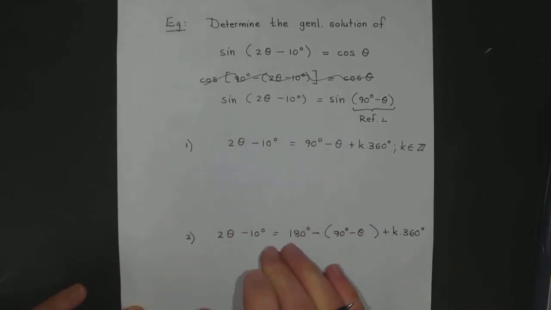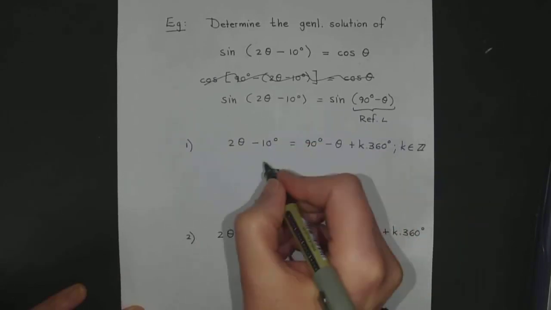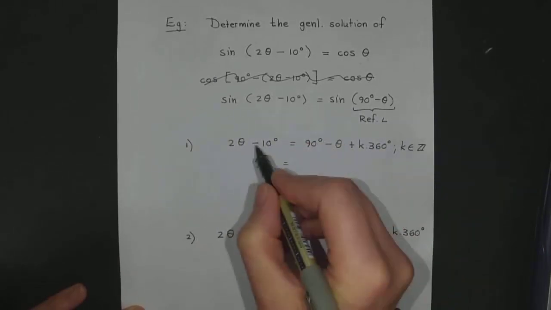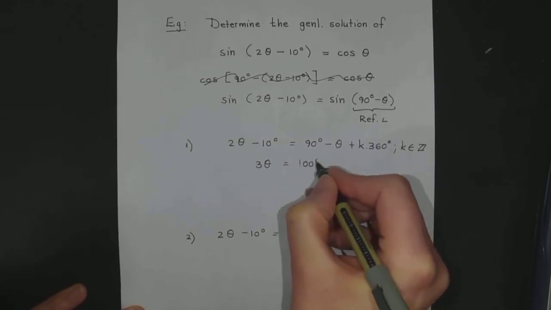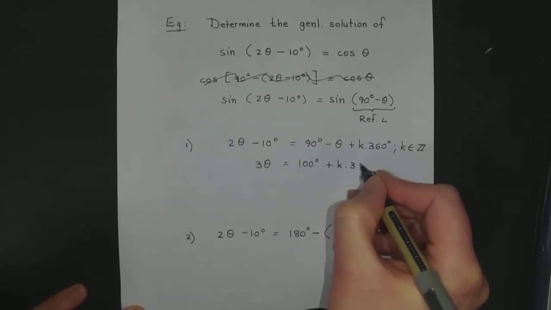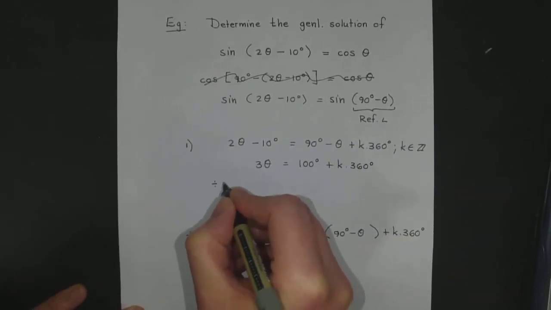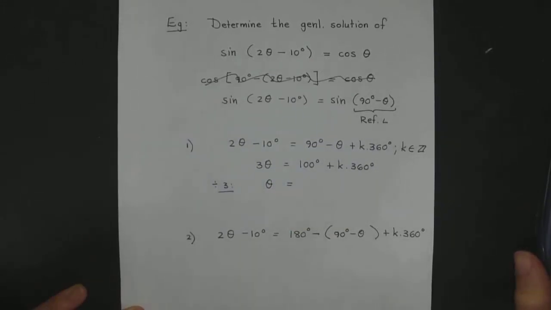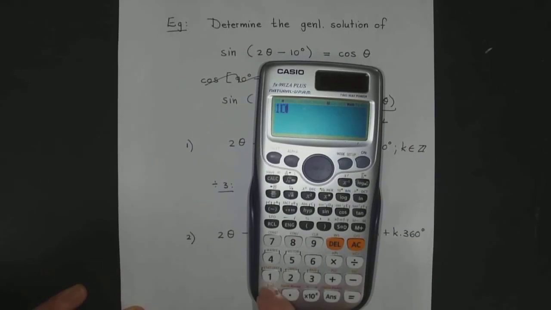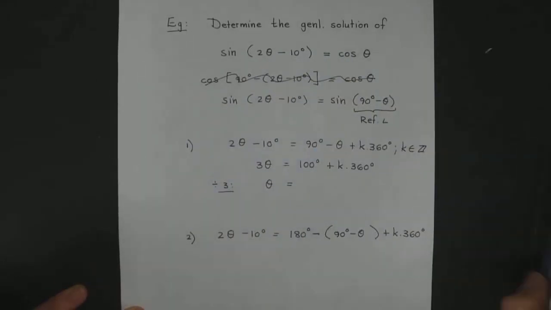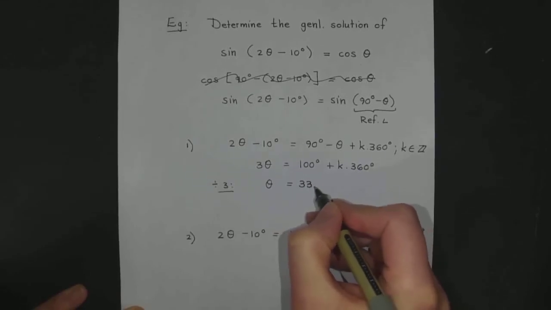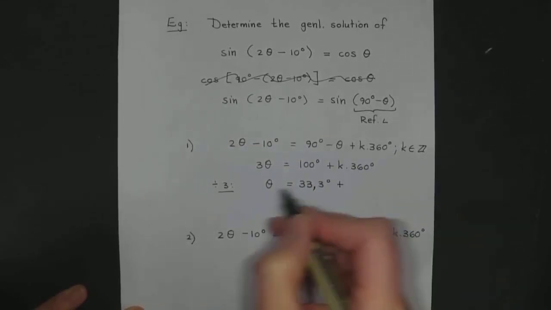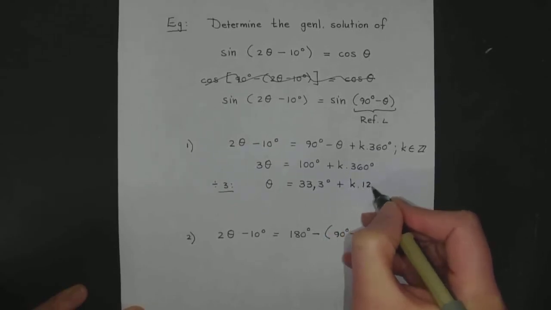So now I've set up the two parts of my general solution, so that all that needs to be done now is to simplify algebraically. So I say 2 theta plus theta is 3 theta. 90 plus 10 is 100 degrees, plus k times 360. And then I just have to divide every single term by 3. So 3 theta divided by 3 is theta. 100 divided by 3 is going to be 33,3, if I'm not mistaken. Let's just double check. Yep, 33,3 if I round it to one decimal place. And please remember to also divide 360 by 3, which means it's k times 120.